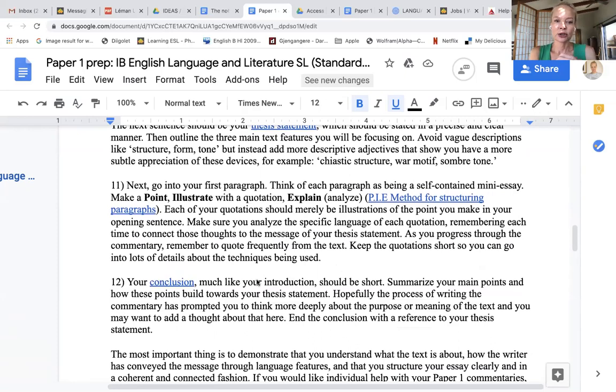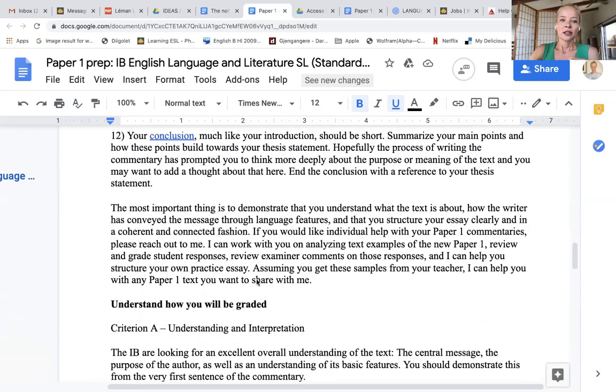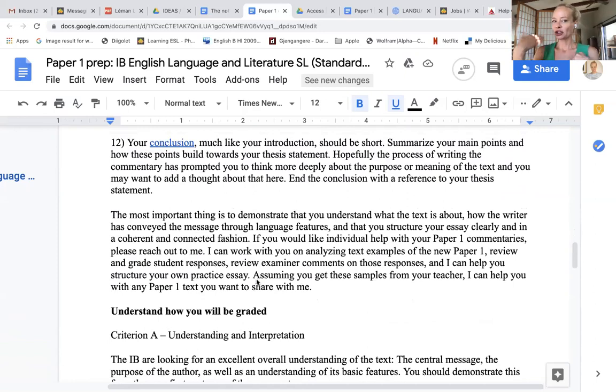Then next, go into your first paragraph, and there's a way to structure those, another video. But point, illustrate, explain. So point, you make your point, what's the point you want to make? How does the author convey a message through a specific literary device, for example? Illustrate it with a quote or two, and explain or analyze how that quote conveys the message through the literary device, for example. Okay, so that's called the PIE method, separate video. Okay, and then you do that for each of your paragraphs until you get to your conclusion.